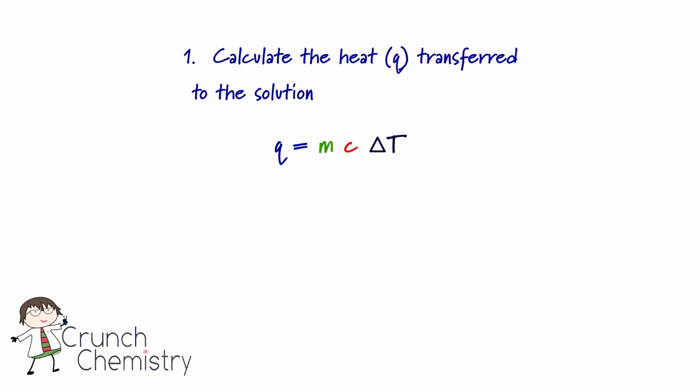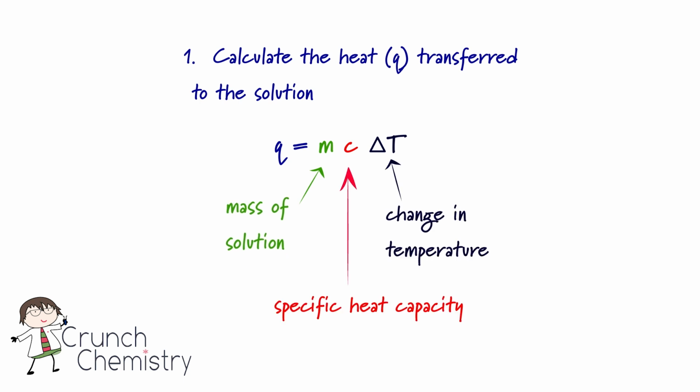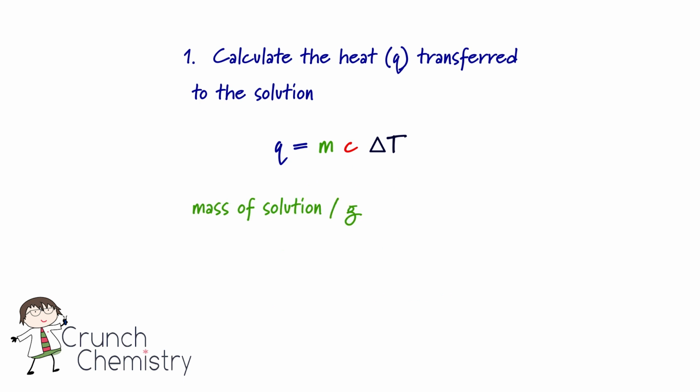Step 1 is to figure out how much heat has been transferred to the solution. And to do that, we need the formula Q, that's the heat transferred, equals mcΔT. m standing for mass of the solution in grams, c is the specific heat capacity of the solution, and ΔT is the change in temperature. So let's start with the mass.